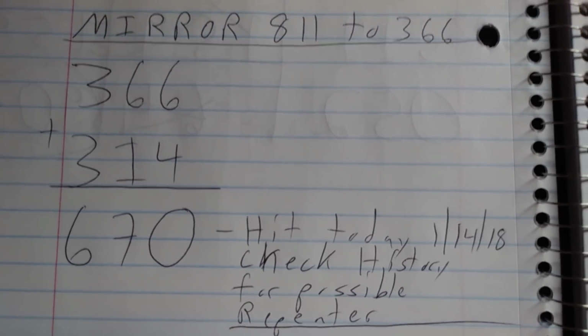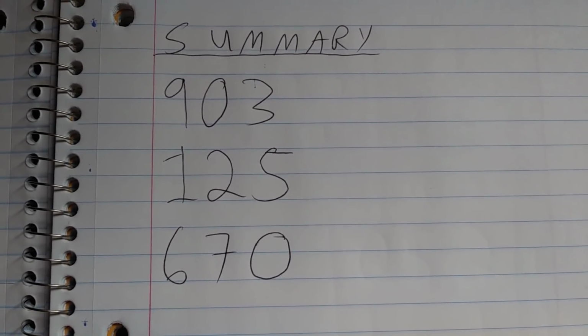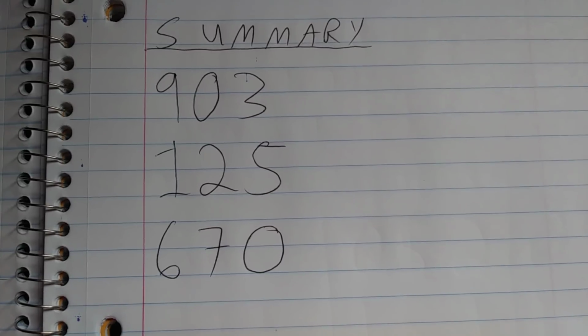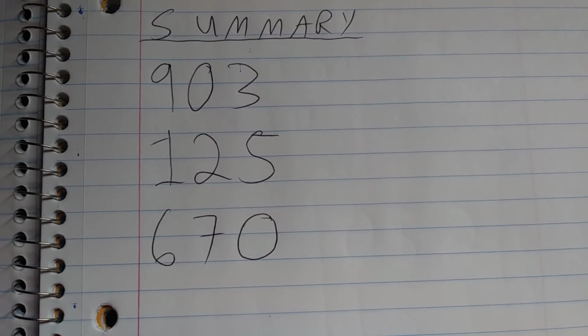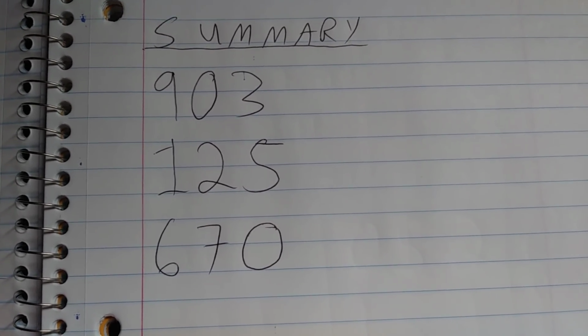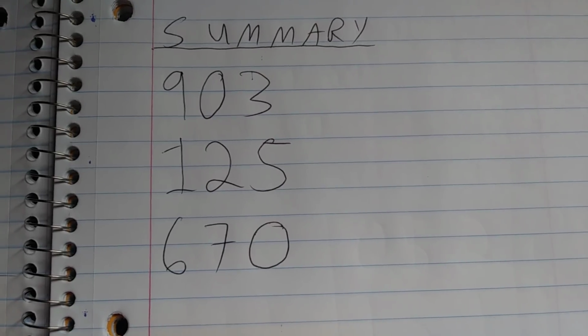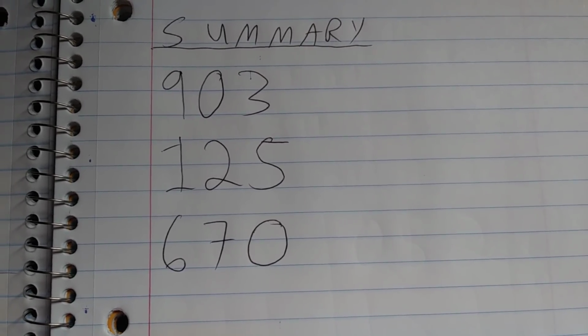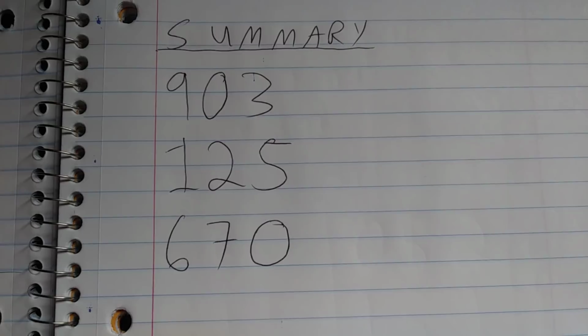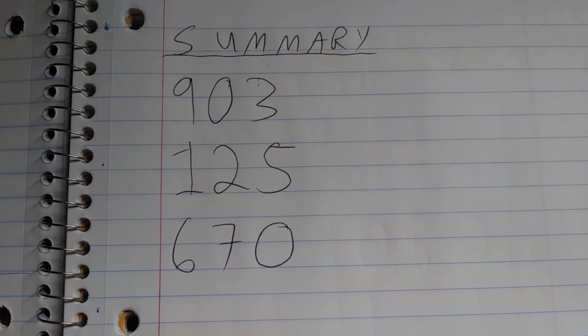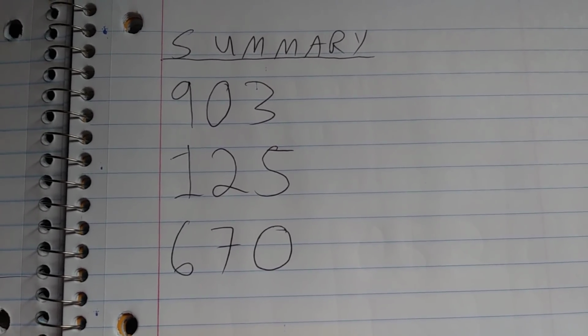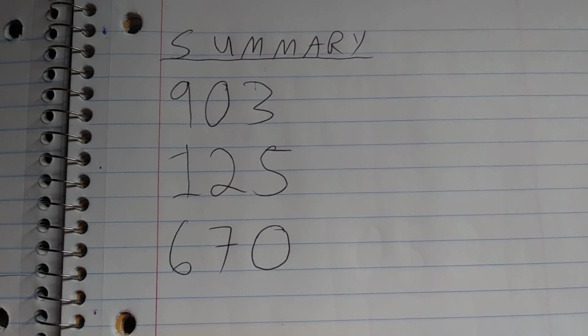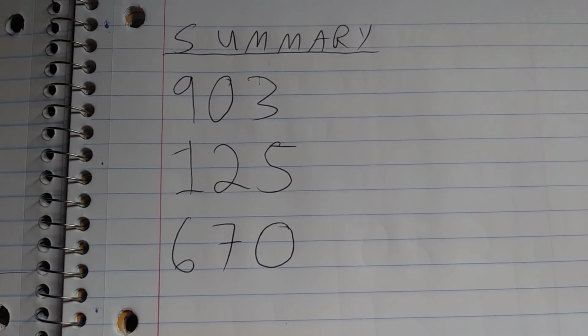Just let me know. So based on that, if that 670 hadn't hit, then you would have played 903, 125, and 670 potentially. There is a possibility that either 903 or 125 may hit, but I don't see it as a likelihood, since only one number usually hits for you guys in that 7 days. Alright, so that's pretty much it.